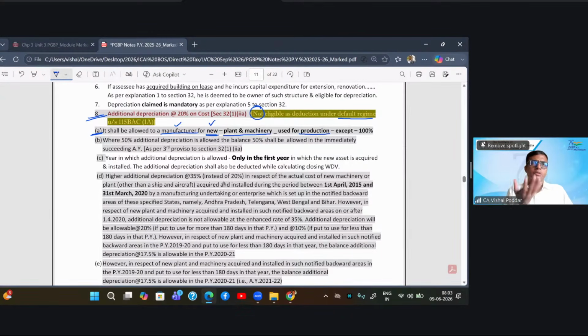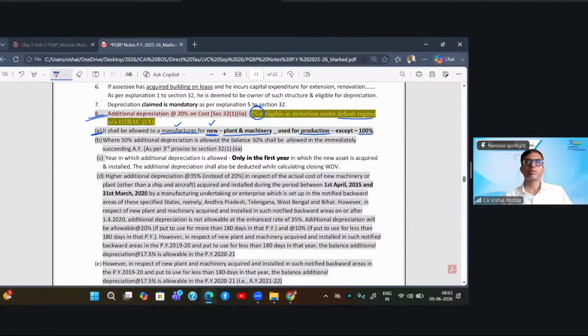Now you'll say, sir, what is a plant and machinery which is not used in production? So even the AC which you are using, AC is a machinery, but it is not used for production. It is used for office cooling. So there are certain equipments, or you can say machines, which we purchase in our business, but it has no connection with production, right? So those are not available.